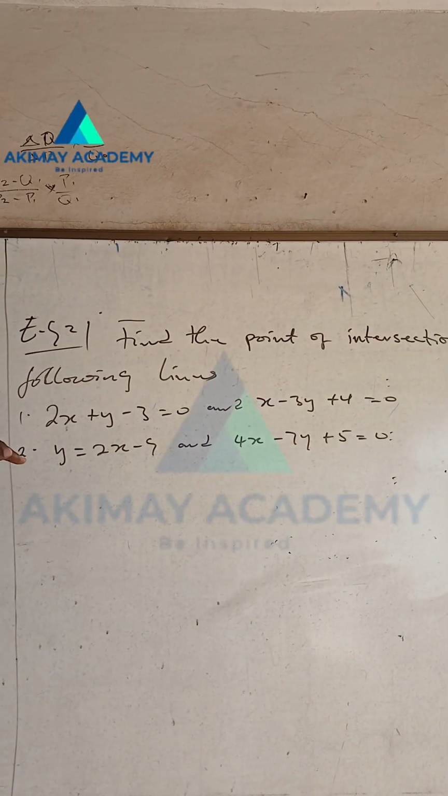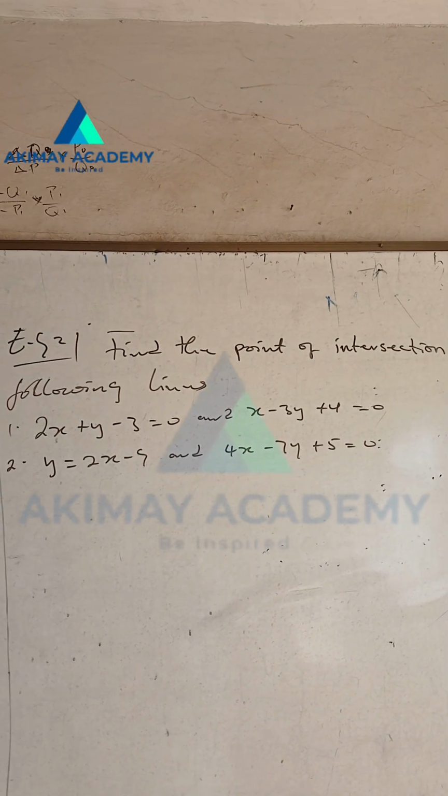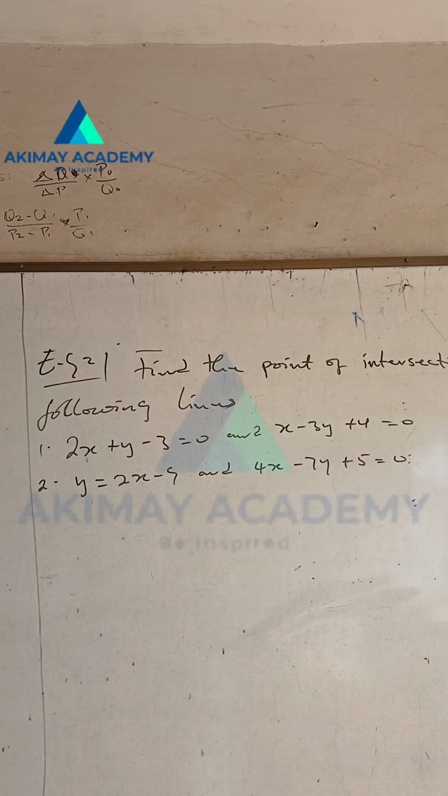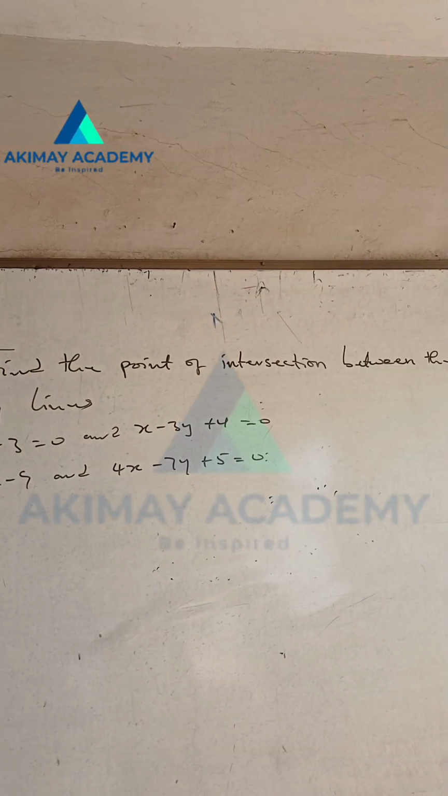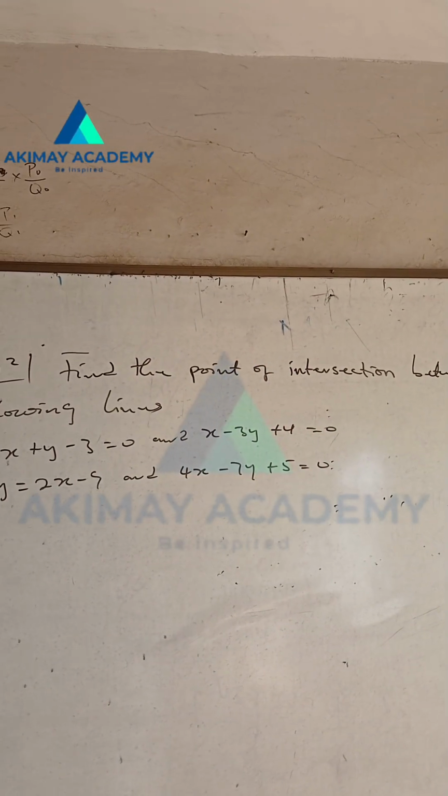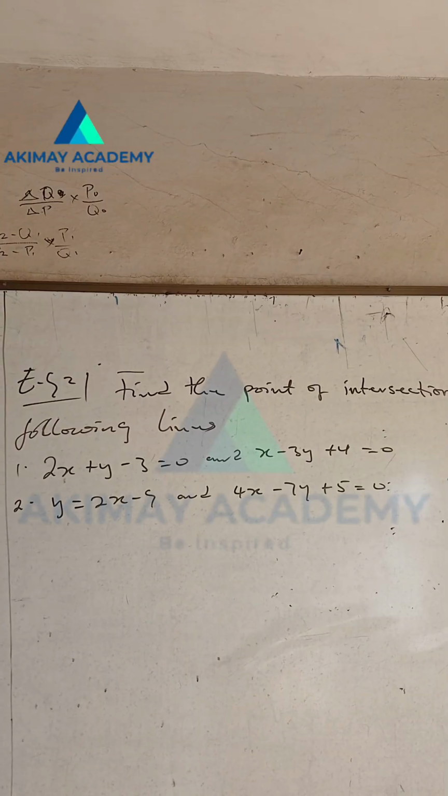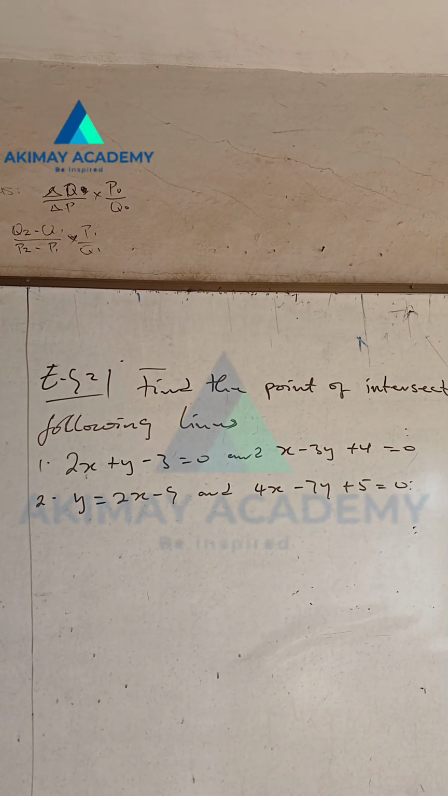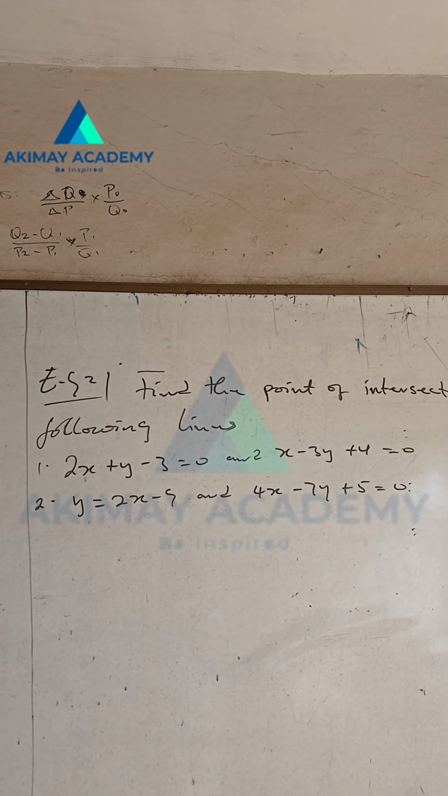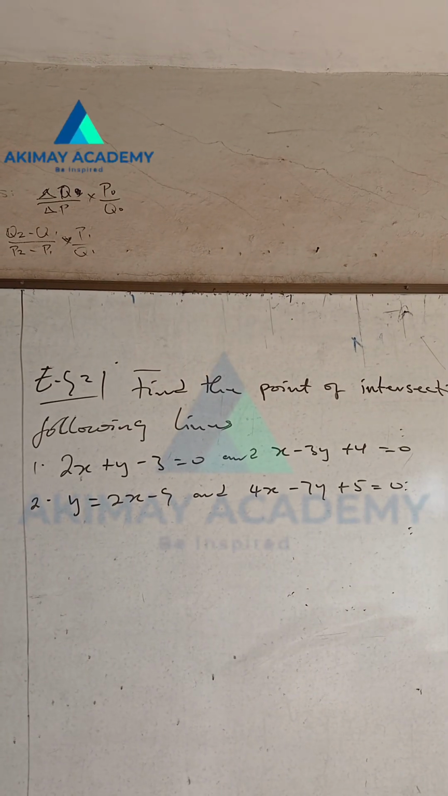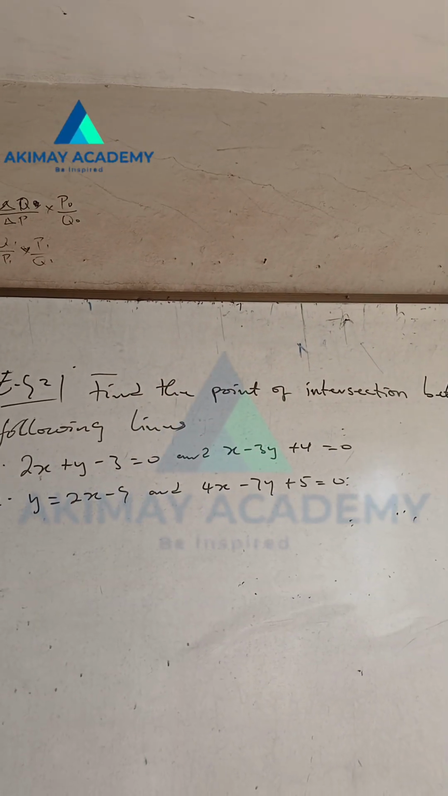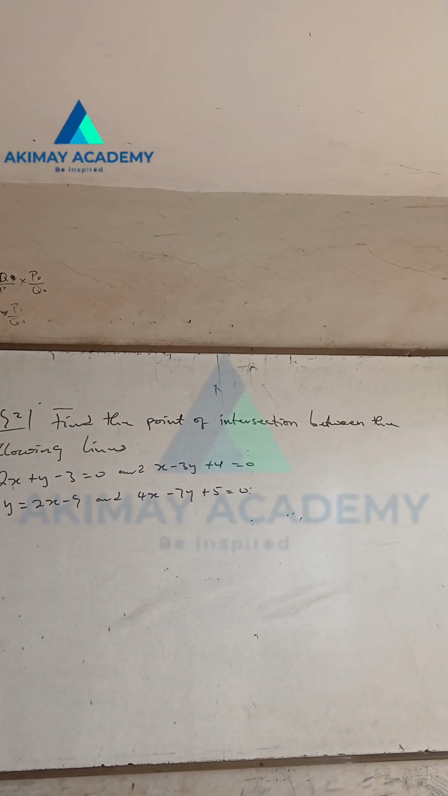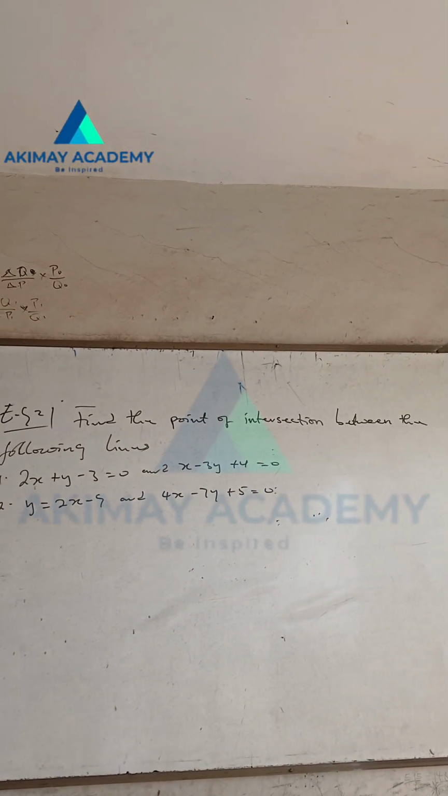So this is our second example. Find the point of intersection between the following lines. We have 2x + y - 3 = 0 and x - 3y + 4 = 0. Then we have the second part, which is y = 2x - 9 and 4x - 7y + 5 = 0. So with the same approach from the first example, let's use it to solve this one.